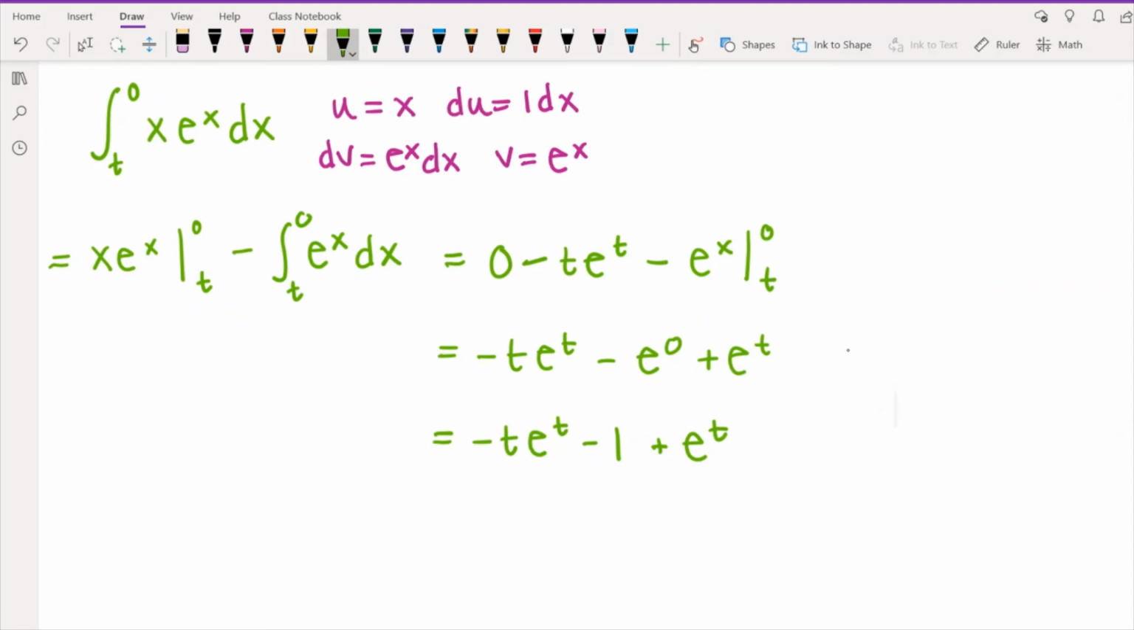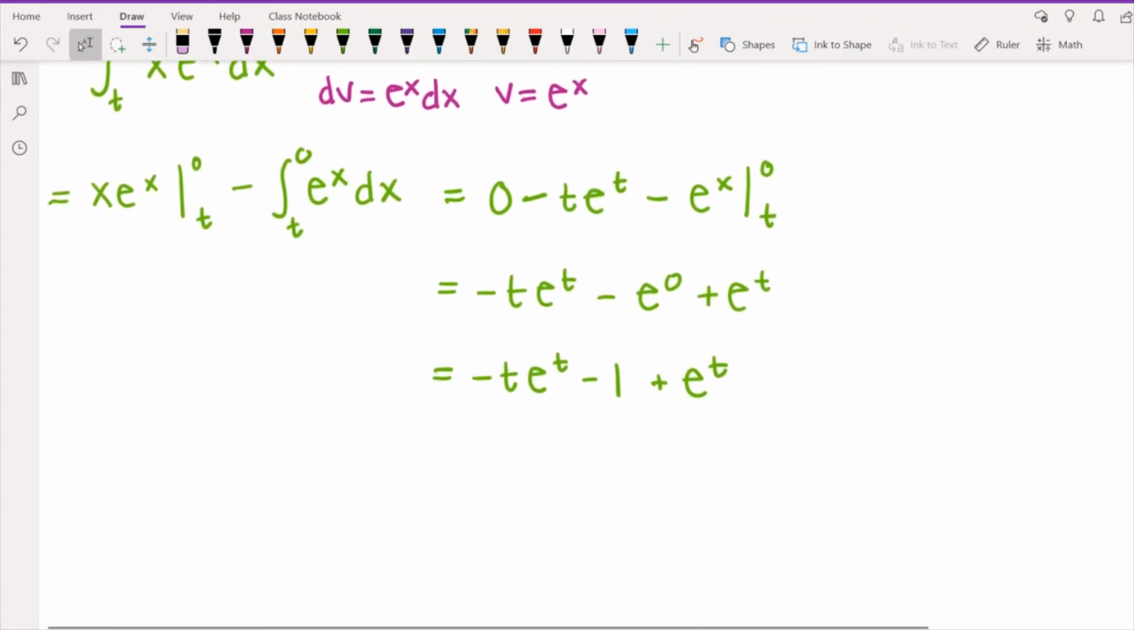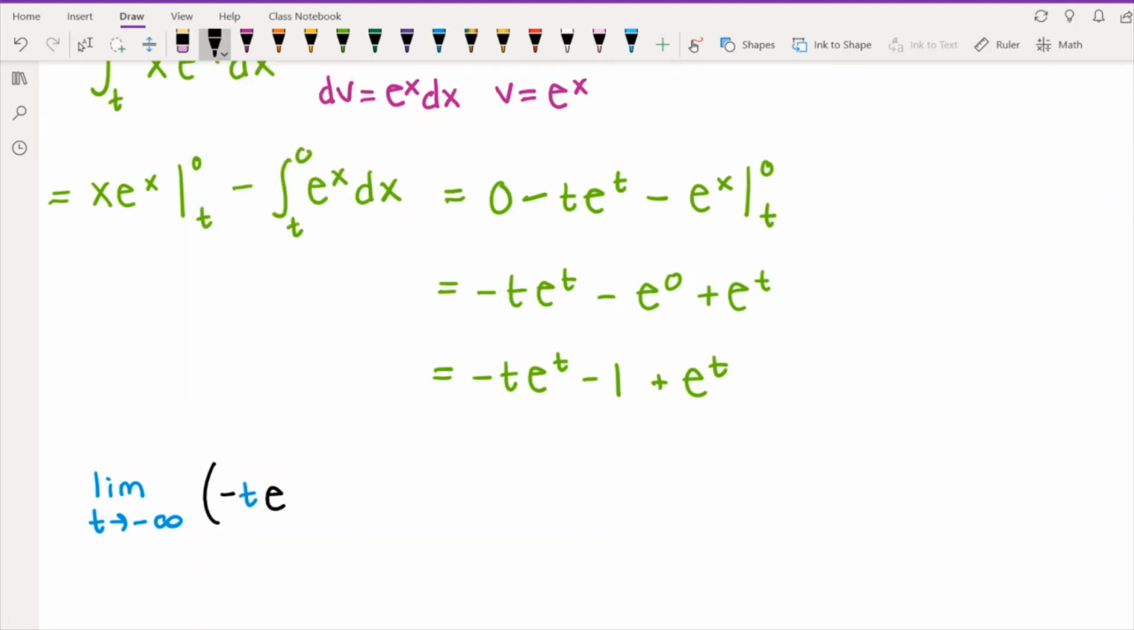Now that we know what our integral is, we can put that back in and take the limit. So we take the limit as t approaches negative infinity of this whole thing: negative t e to the t minus 1 plus e to the t.